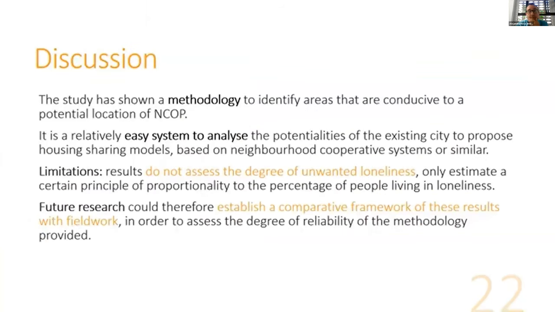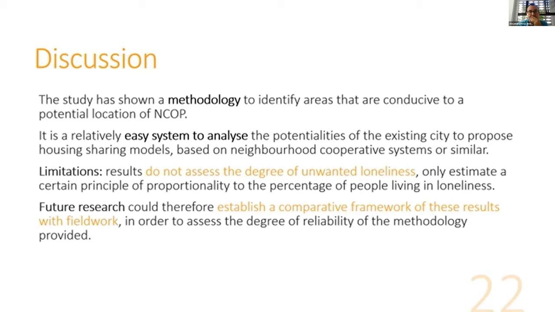The main innovation of this research is to relate the environmental characteristics of active aging in place to the areas that are potentially most valued for the implementation of a cooperative model based on home sharing, intended for people living in unwanted loneliness who don't have sufficient economic resources. The purpose of the study is to identify areas that are conducive to a potential location. It's a relatively easy system to analyze the potentiality of the existing system to propose housing sharing models based on a neighborhood cooperative system, beyond the housing sharing programs proposed by the United States or in networks.